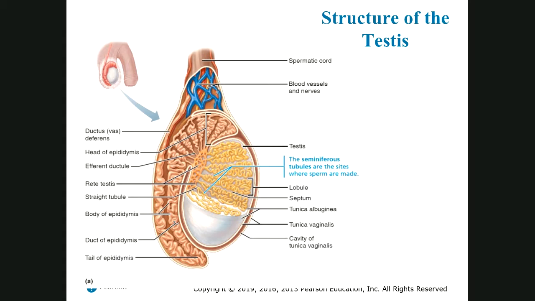The epididymis, if you look at it, we have the body of the epididymis, and we have a tail and of course we are going to have a head. So head of the epididymis, body, and tail. The sperm are stored in the tail until ejaculation.